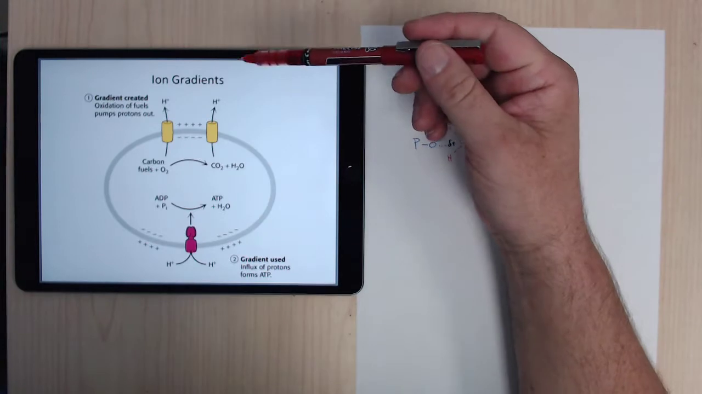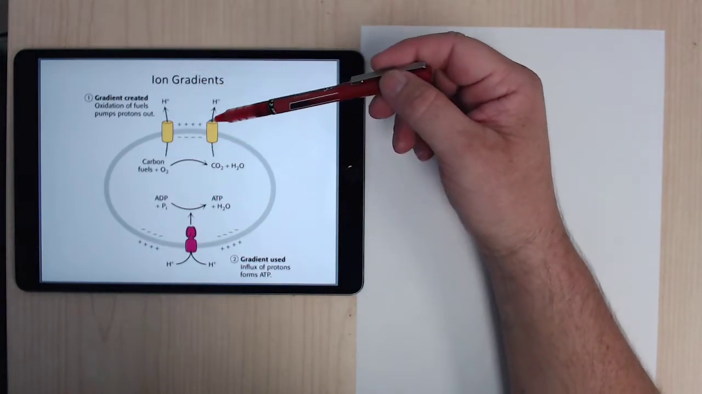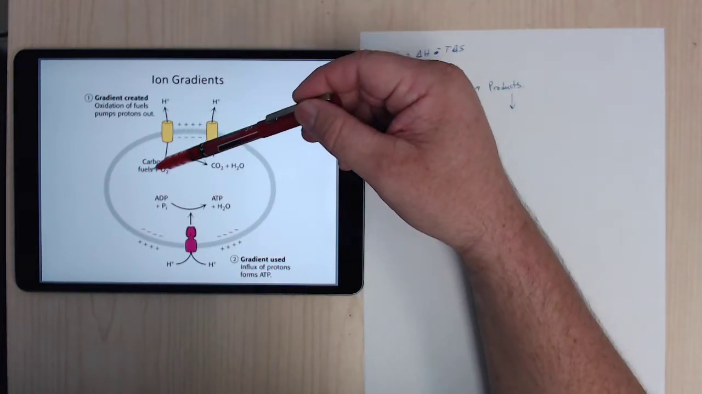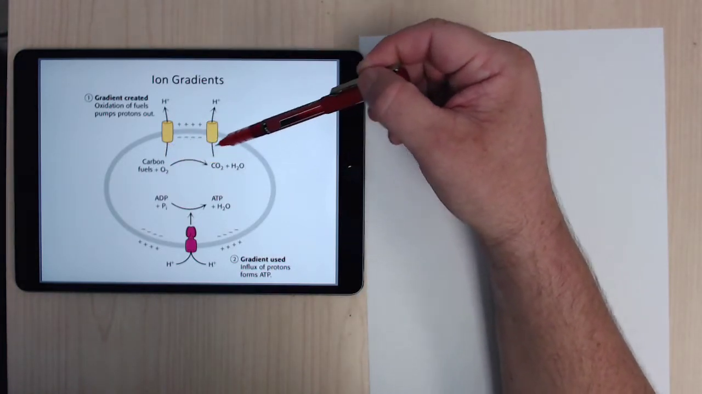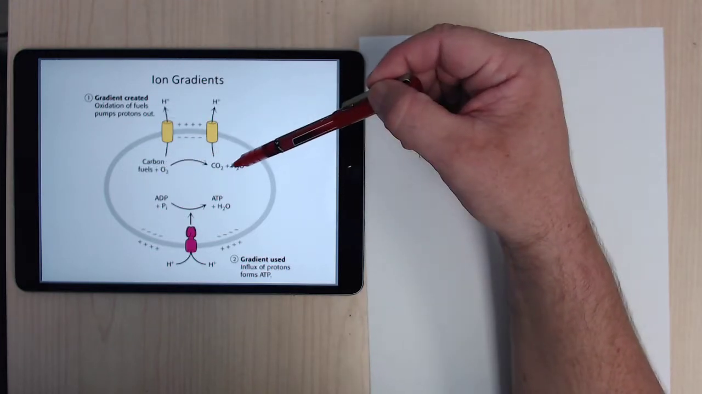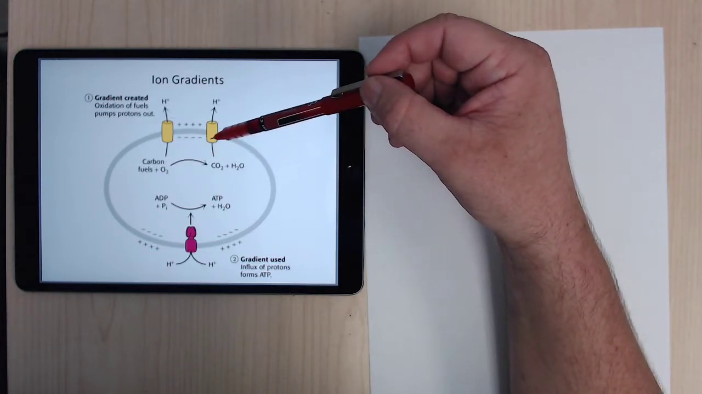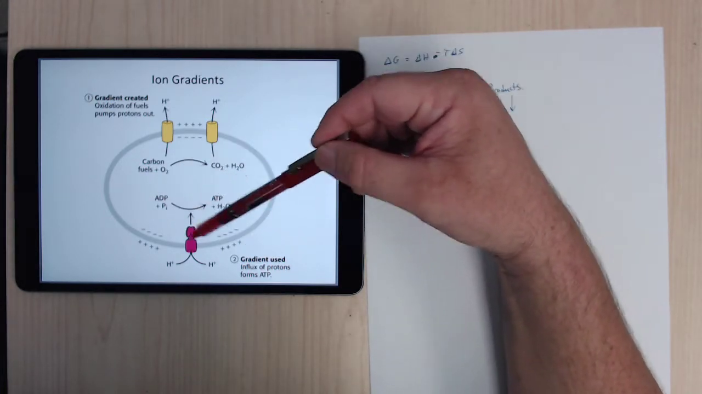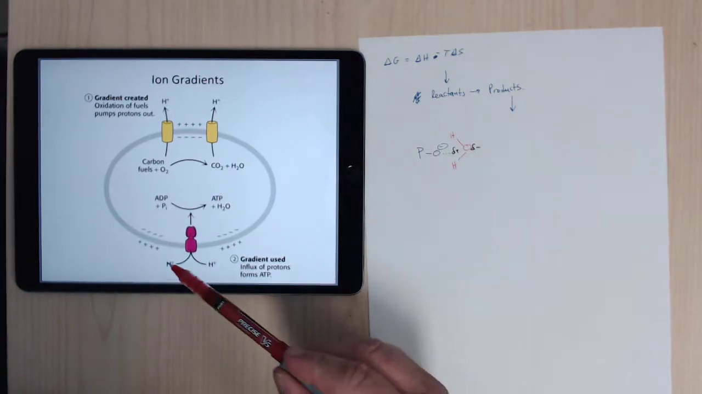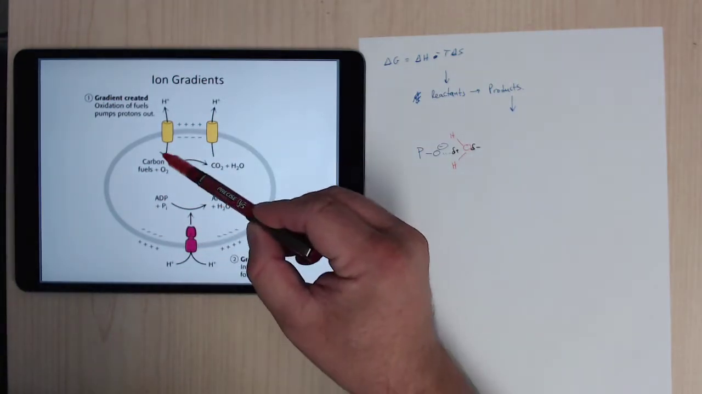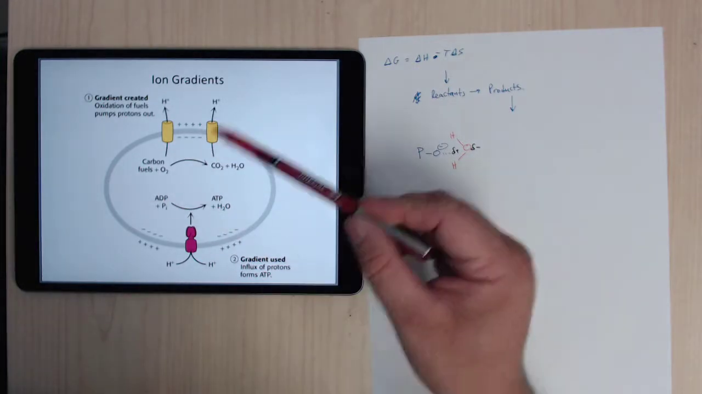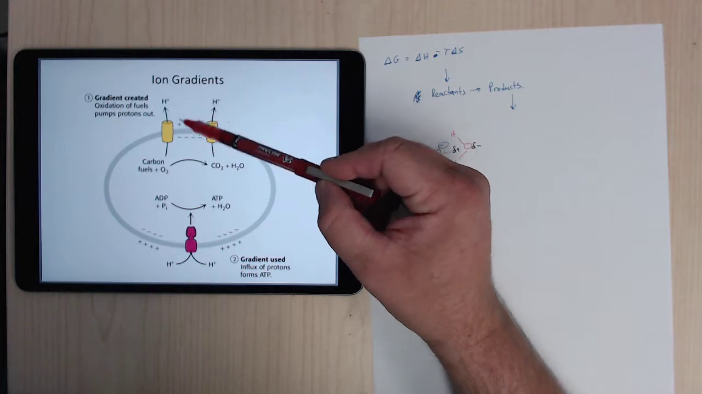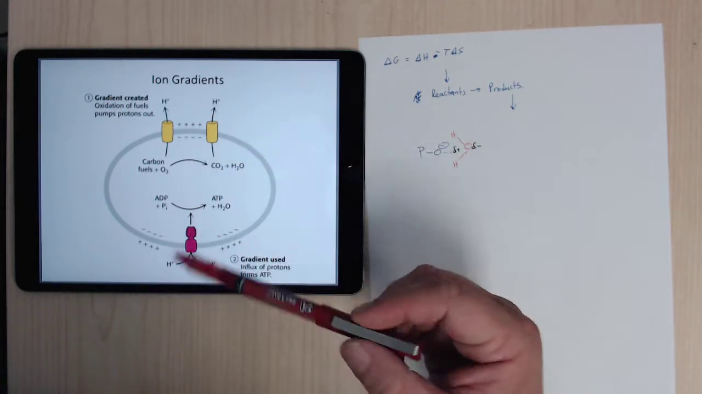So the other way that we can help drive this is through gradients. And again, we're going to talk about this in a bit in later chapters. So either from carbon fuels to CO2 in aerobic metabolism, as well as producing ATP. With that, being able to do this, putting protons in, taking protons out, you're going to get a net change in the number of positive charges on the outside, negative charges on the inside, and that's what helps drive it.